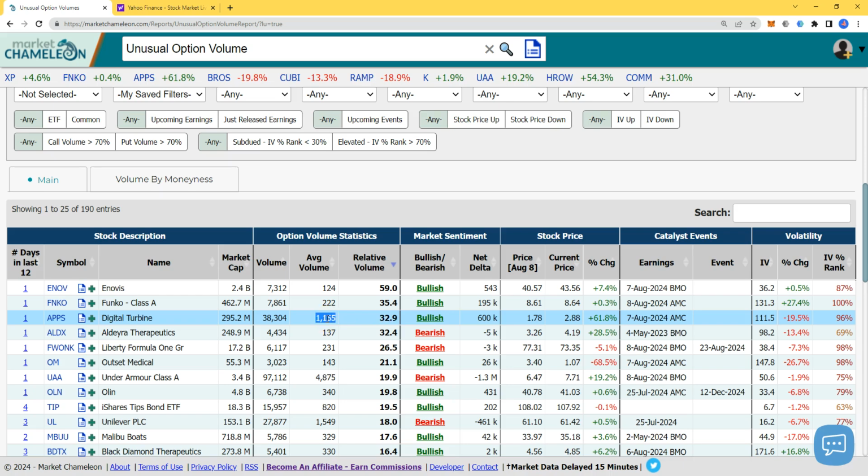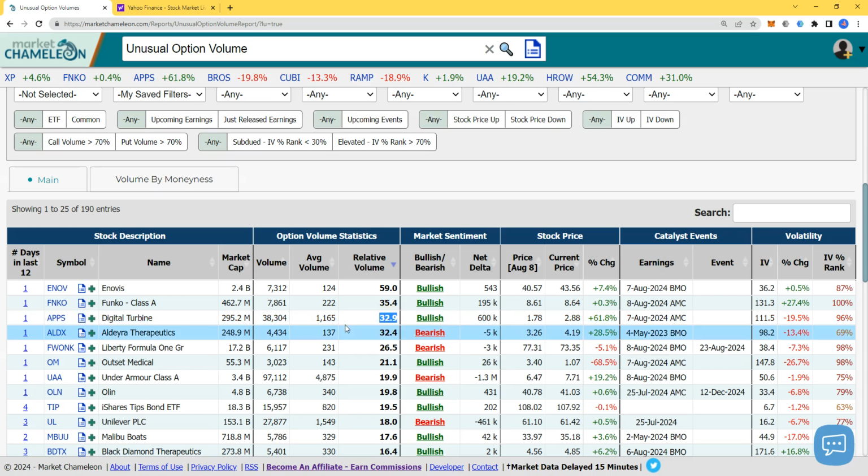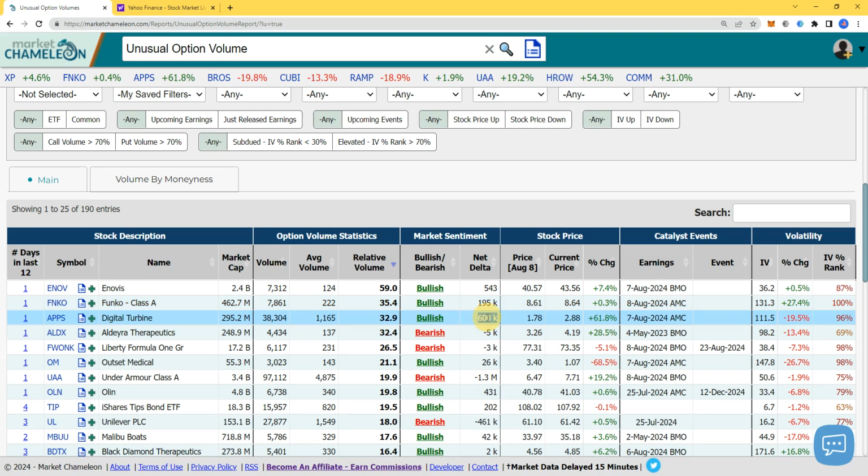So let's go to this one. It says average volume 1,000 a day, but yesterday it was 38,000. So almost 40 times more, 33 times more than the average option trading volume. And look at this, bullish, okay? 600K net delta, 600K. Average price yesterday was 1.78. I saw this around 2.45, 2.47, I don't know.